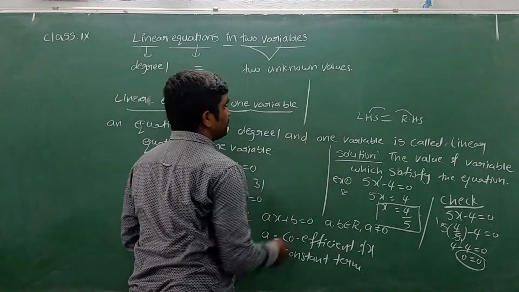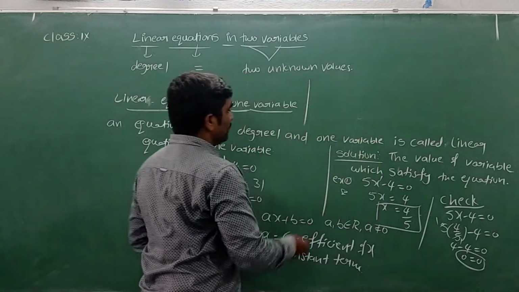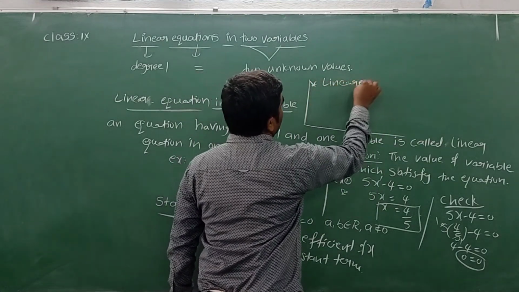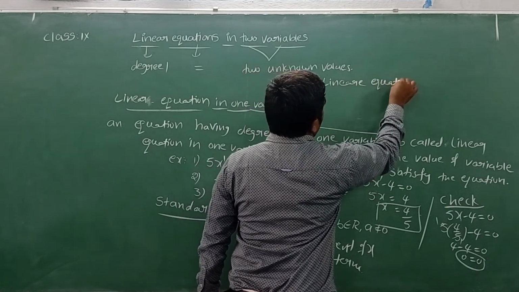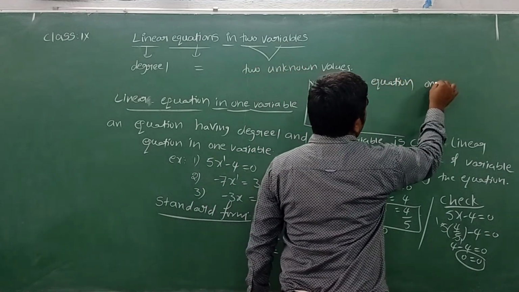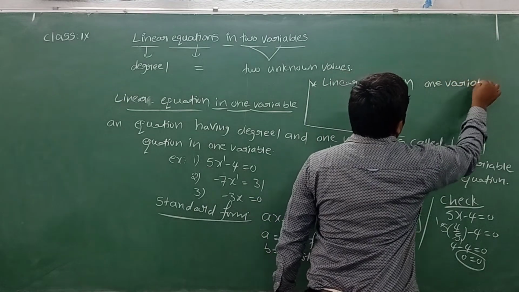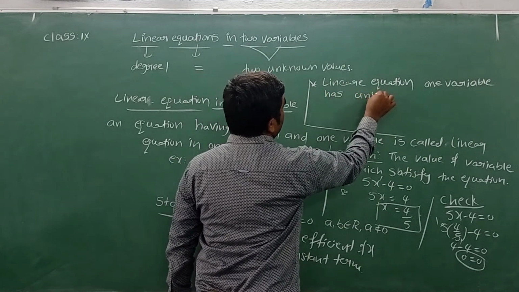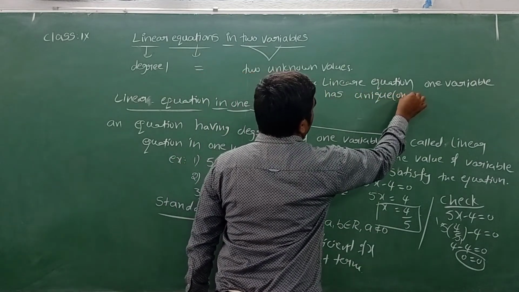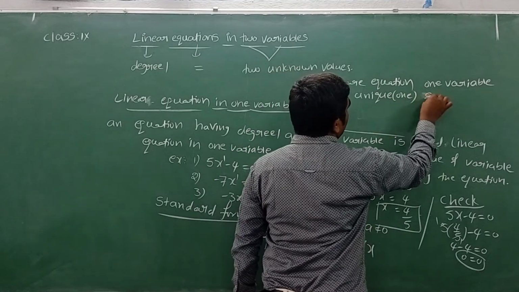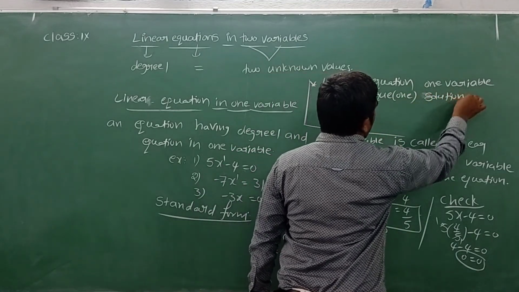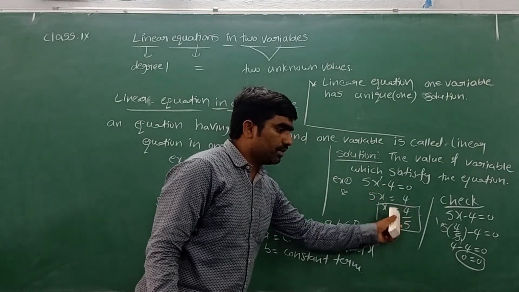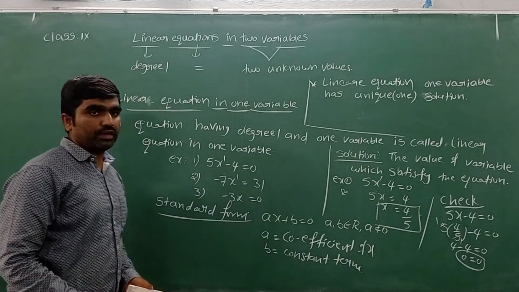Let me write it here once. A linear equation in one variable has a unique solution. What is meant by unique? Only one solution. How can we find that one solution? Like this: by separating the variable on one side and the constant on the other side, we find the value of that particular variable.